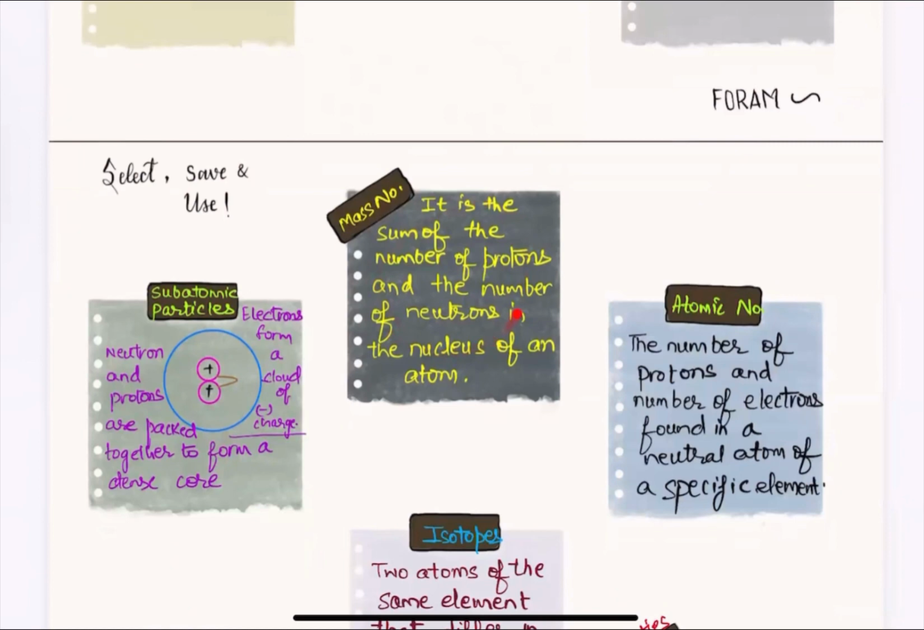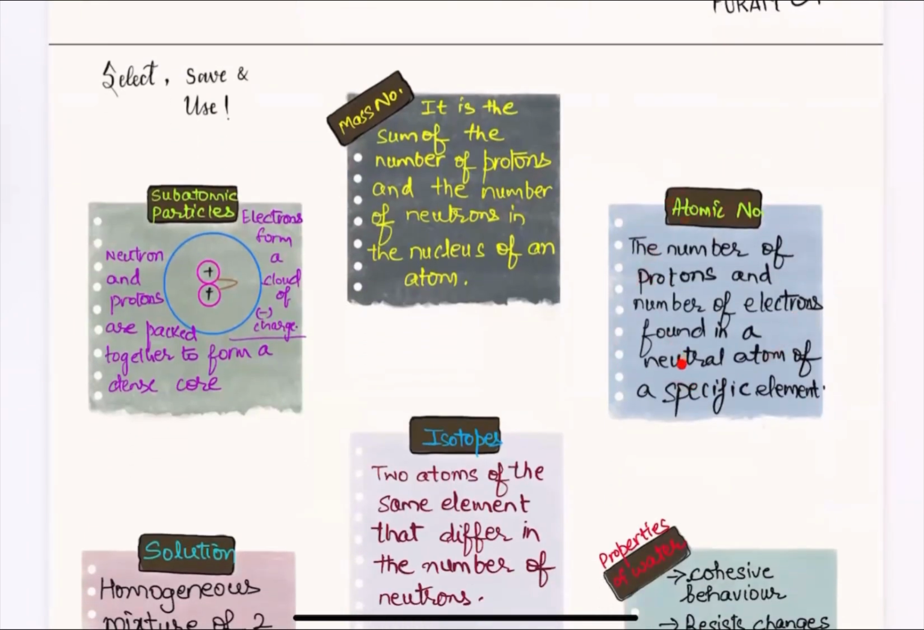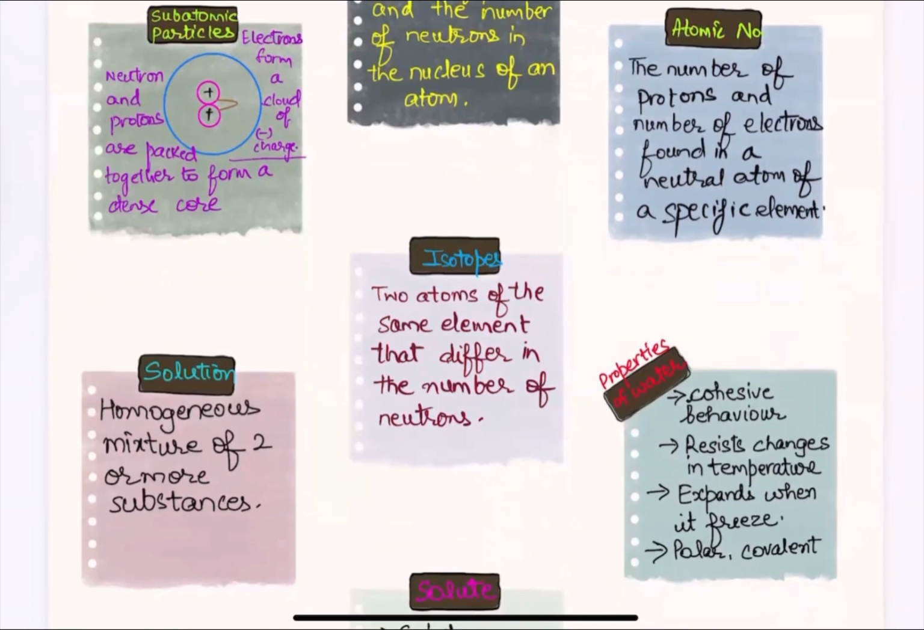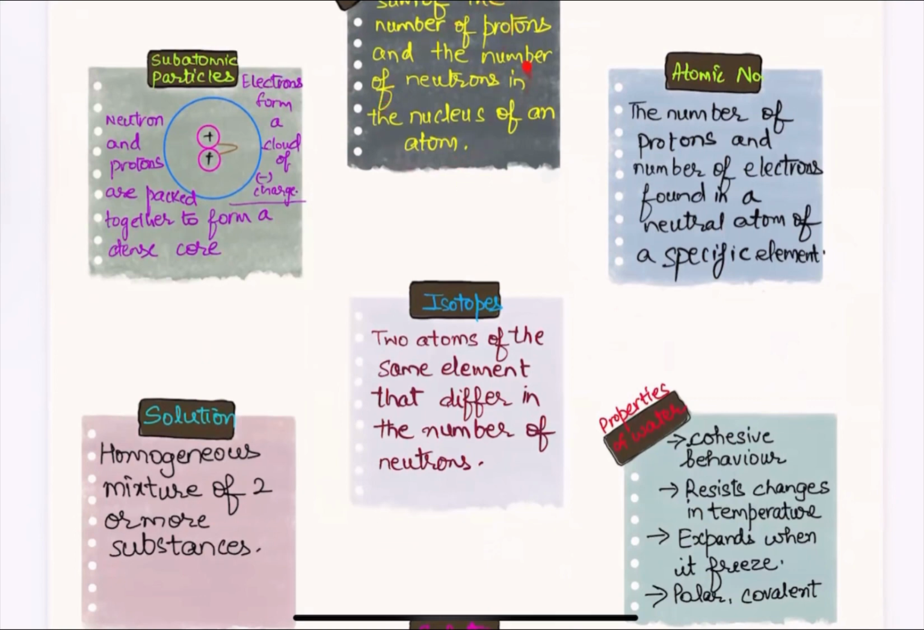Mass number is the sum of the number of protons and the number of neutrons in the nucleus of an atom. Atomic number is the number of protons, and the number of electrons found in a neutral atom of a specific element. Now, isotopes are two atoms of the same element that differ in the number of neutrons. Whereas mass number is the number of protons and neutrons in the nucleus of an atom. Therefore, we can determine the number of neutrons in an atom by subtracting the number of protons, that is the atomic number, from the mass number.